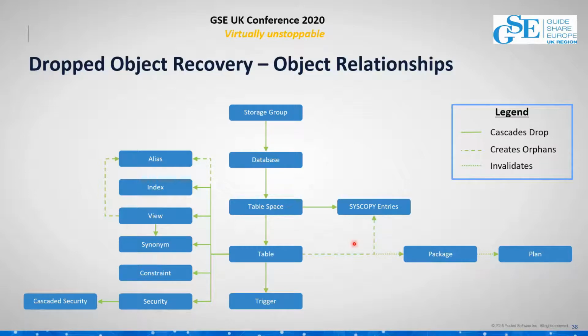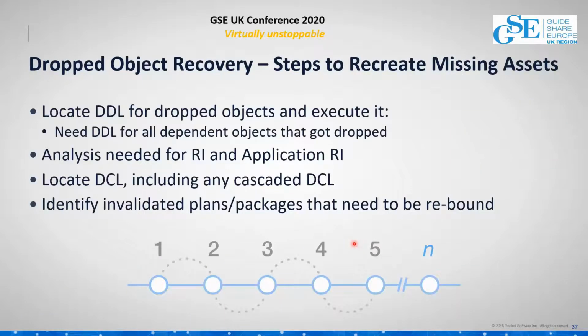And now let's have a look at how you can bring back these objects. So first, you need to locate the DDL for the dropped objects. Hopefully you have a repository. And you also need the DDL if there were any cascading drops defined on that object. Again, you need an analysis for referential integrity constraints and application-based referential integrity. Again, talk to your friend in the application development team.